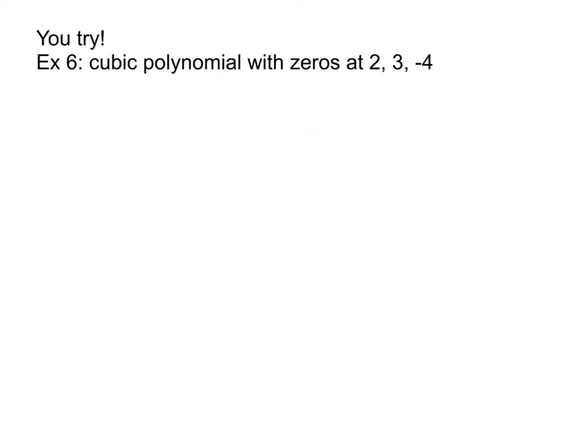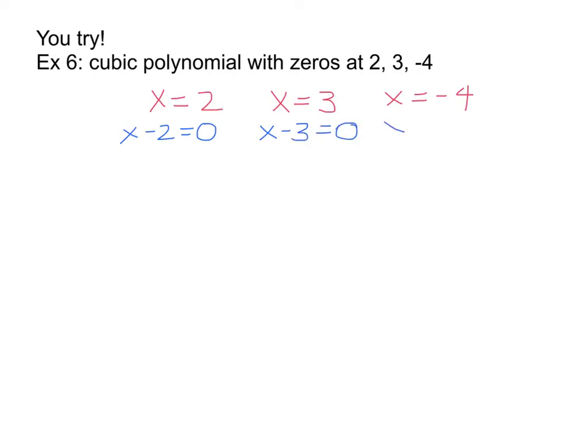Press pause, and I want you guys to practice writing a cubic polynomial that has zeros at 2, 3, and -4. So if it's telling you that there's a zero at 2, that means x equals 2. If there's a zero at 3, it means x equals 3. And if there's a zero at -4, it means x equals -4. To move positive 2 to the other side, we have to subtract it, so we get x minus 2 equals 0. To move positive 3 to the other side, we subtract it, so we get x minus 3 equals 0. And to move -4 to the other side, we add it, so we get x plus 4 equals 0.